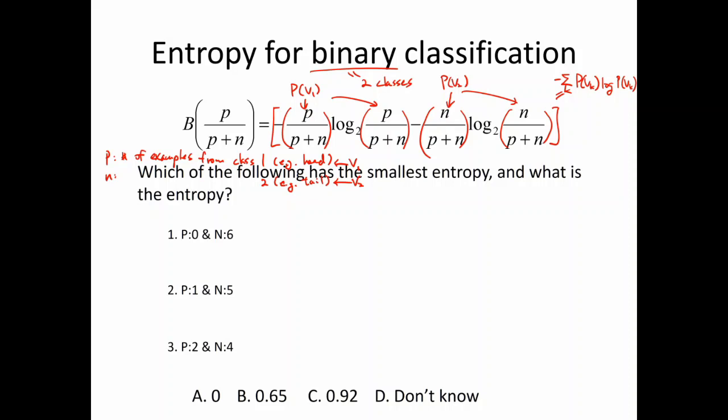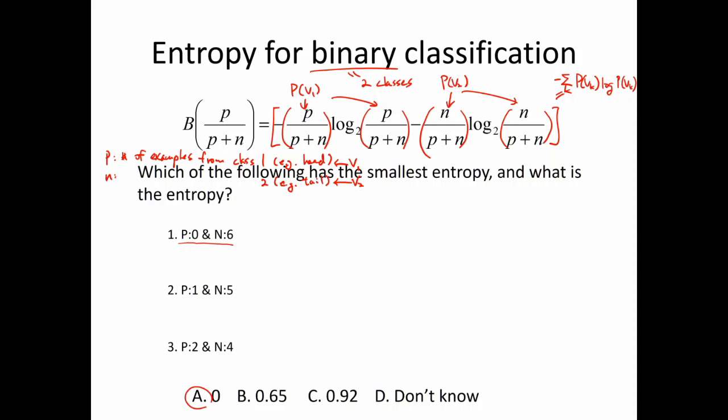Even before we do any calculation, we know that case 1 would have the smallest entropy because every example is from the same class. So imagine picking a random one out of these 6 examples. How certain are you of the class of the example? Well, in this case, I'm 100% certain that the example will be from the second class. In fact, there's no uncertainty, so we know that the entropy would be 0. So even before we do any calculation, we know that out of the 3 cases, case 1 will have the smallest entropy, and that the entropy is 0. So A is the answer.